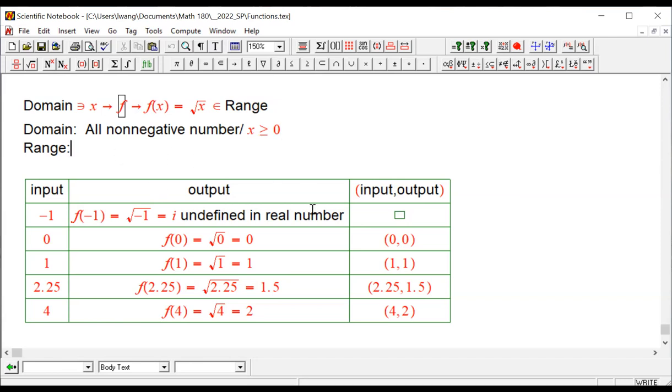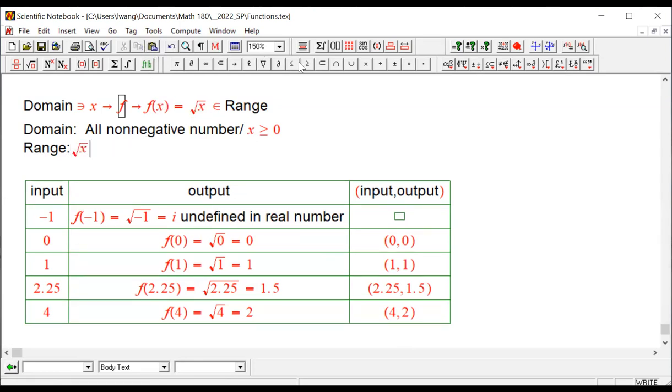So what's the range then? If the inputs are all non-negative, look at these inputs we have chosen. Every input we have chosen is either 0 or larger. As a consequence, the outputs are what? They are all 0 or larger. So the range is the same, which is also greater than or equal to 0. You can also say all non-negative numbers.